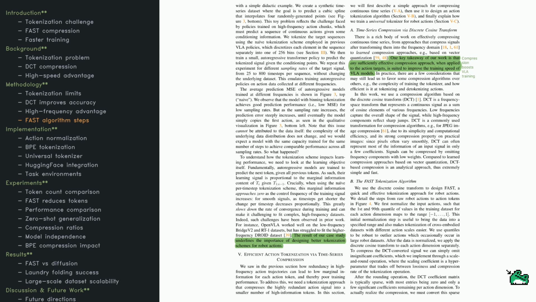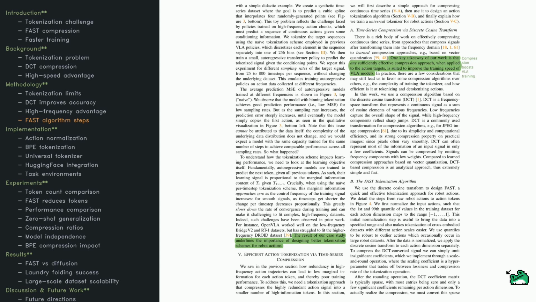DCT solves this by translating the time domain signal into frequencies. Lower frequencies encapsulate broad, gradual changes. Higher frequencies capture abrupt shifts. Because most robotic tasks don't need every little high-frequency fluctuation, DCT can trim down the redundant parts without losing the important details. It's also quick and easy to implement, just like what happens with image compression in JPEG.